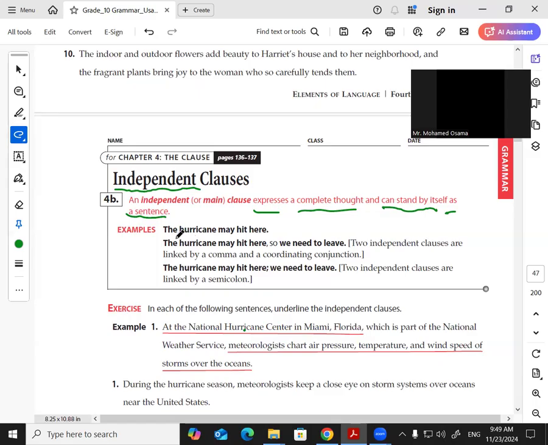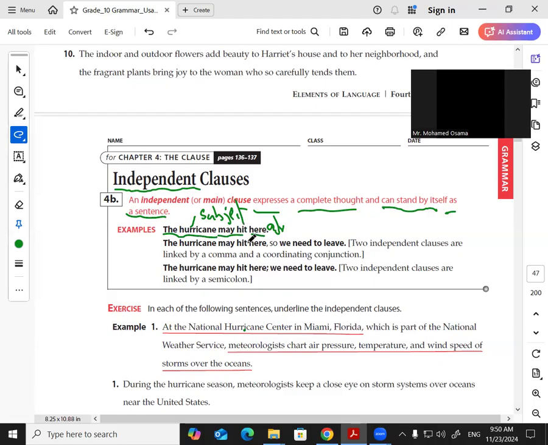So, for example, if we read the example, the hurricane may hit here. Here, the hurricane is the subject. Actually, the sentence here is talking about the hurricane. And may hit is the verb phrase. And here is the adverb. So finally, I have a complete thought, which is the hurricane may hit here.